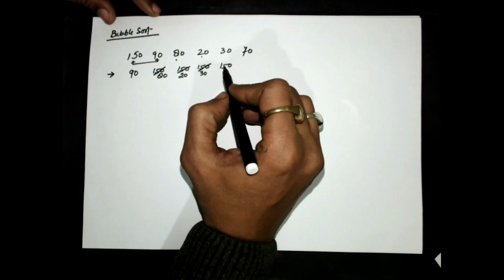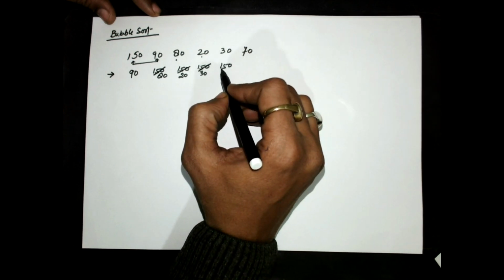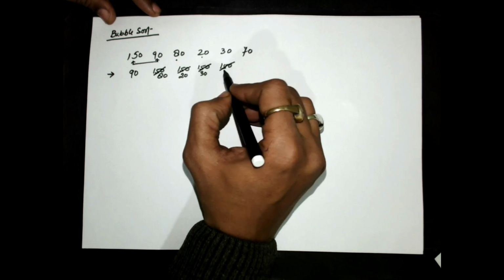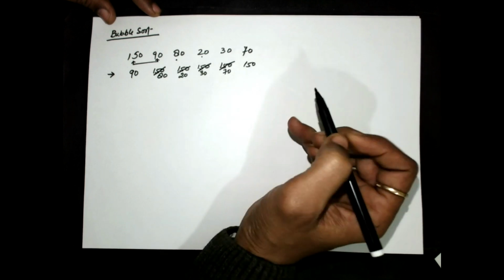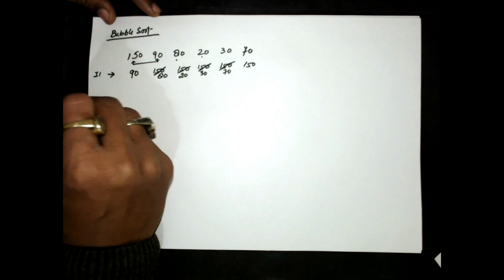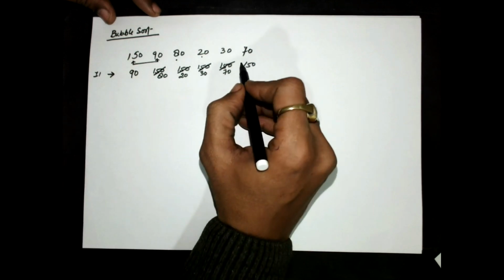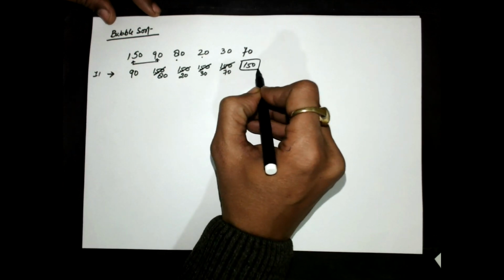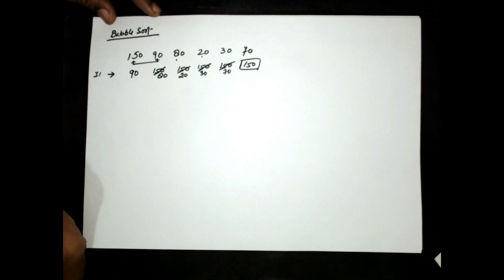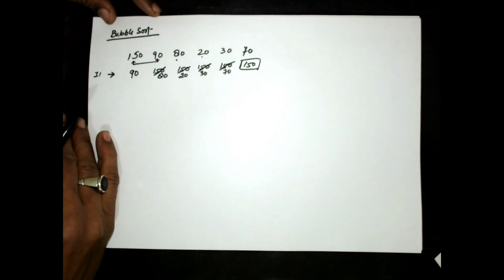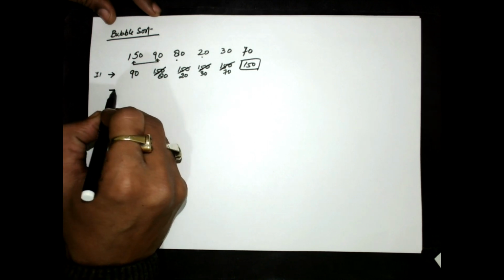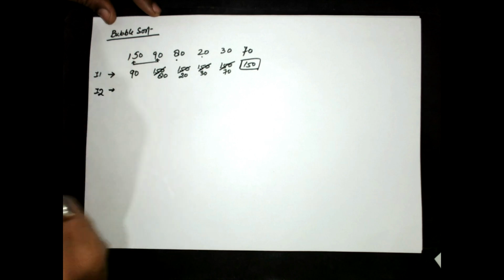150 gets compared with 70. 150 is larger, 70 is smaller. So we will exchange these two. And this was our first iteration. After the first iteration, the largest element is at the appropriate position. If we are arranging the elements in the ascending sequence, the largest element should be at the last position. Now we will do another iteration.